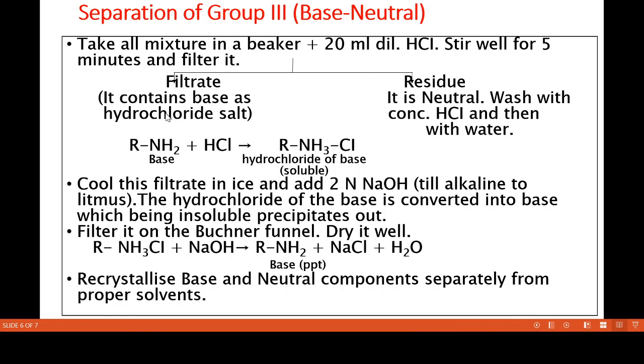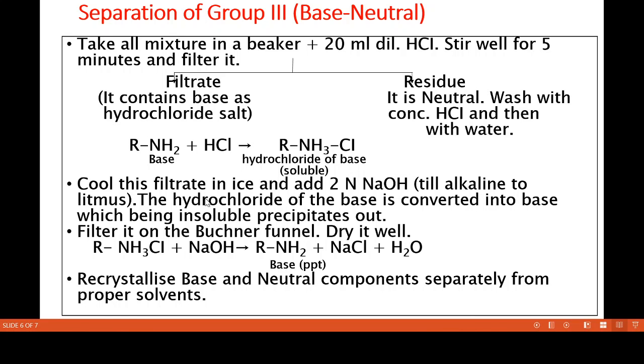Then this filtrate, again we cool in ice or at room temperature and add 2 normal NaOH till alkaline to the litmus. Means again here we check the pH of that solution. It is alkaline pH, means greater than 7. Acidic pH means less than 7, and exactly 7 means it is neutral. So here the NaOH base is added into this filtrate, that's why the pH of the solution must be alkaline, more than 7.